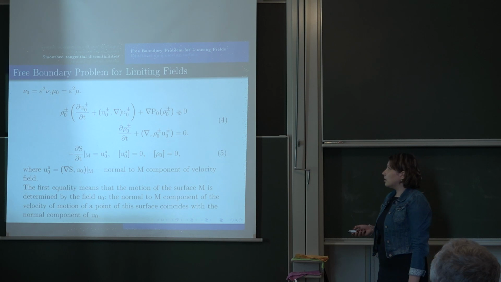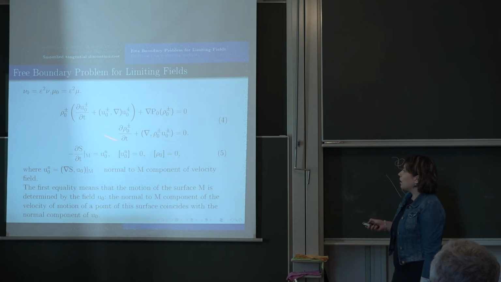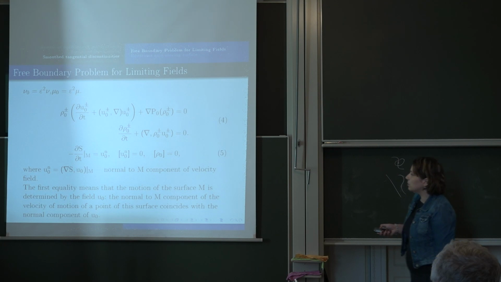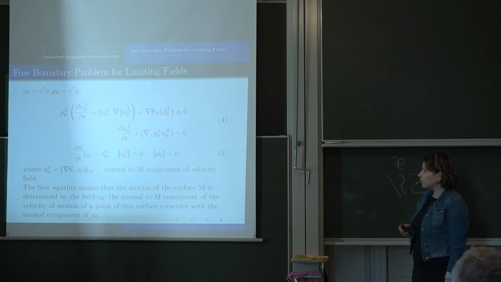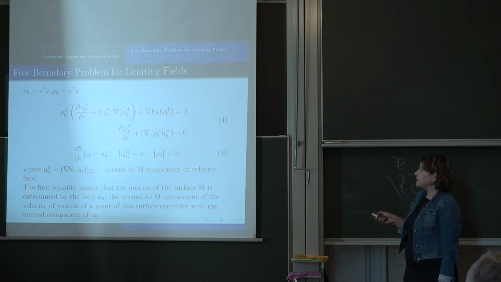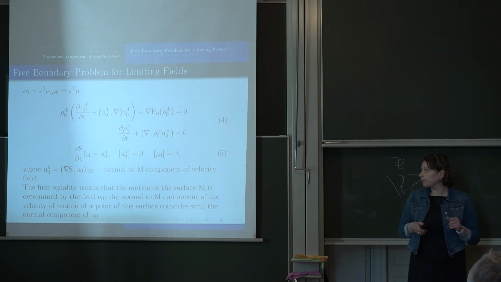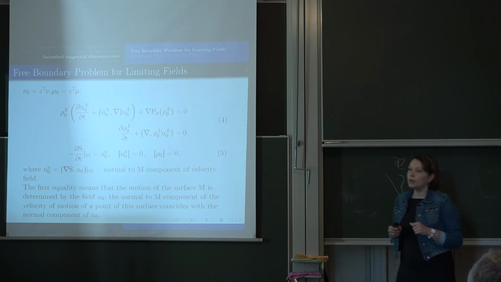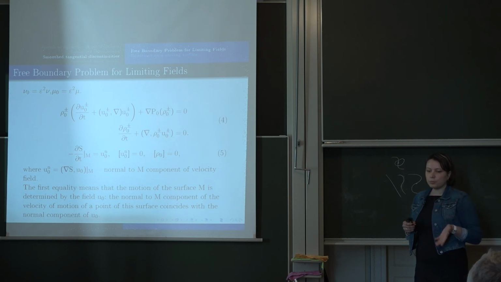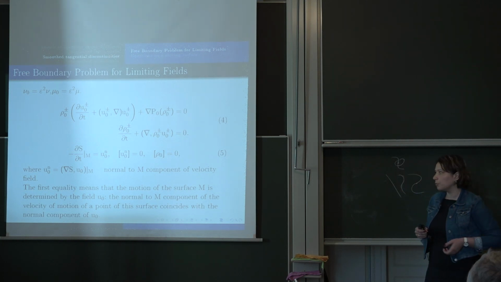So the second case is a tangential discontinuity. For this case, we have a free boundary problem like that with some conditions. U0 is a scalar function like that, the normal to M component of our velocity field. And if we look at the first equation of the system, this equation means that the motion of our surface M is determined by the velocity field u0. U0 is the leading part of our asymptotic for the vector field u.